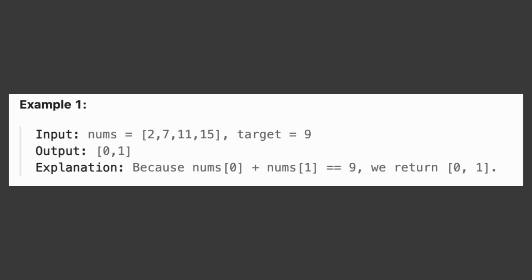And we can see what this question is asking us with the first example. We have this input nums equals 2, 7, 11, 15, and a target of 9. And the output we return is 0, 1, the indices of 2 and 7, and 2 and 7 add up to 9.